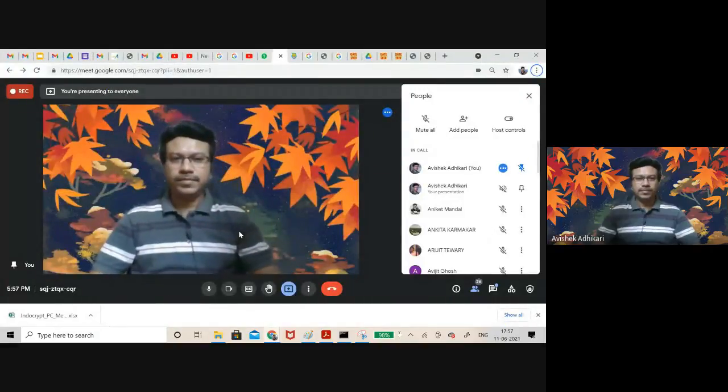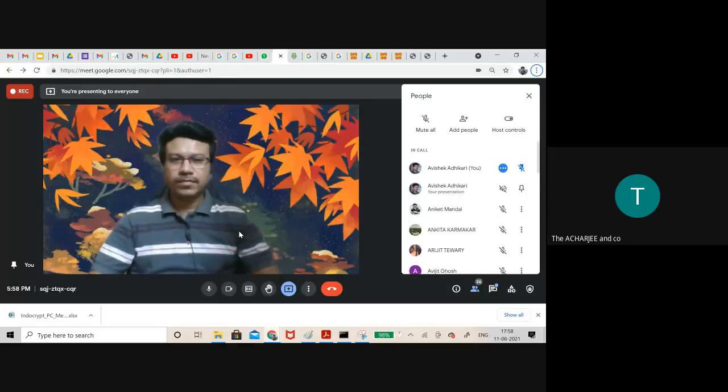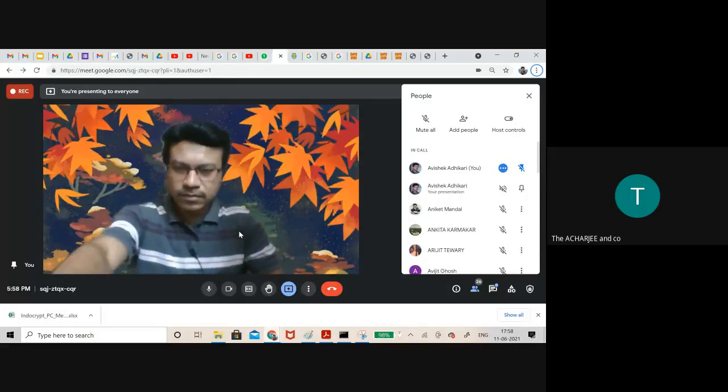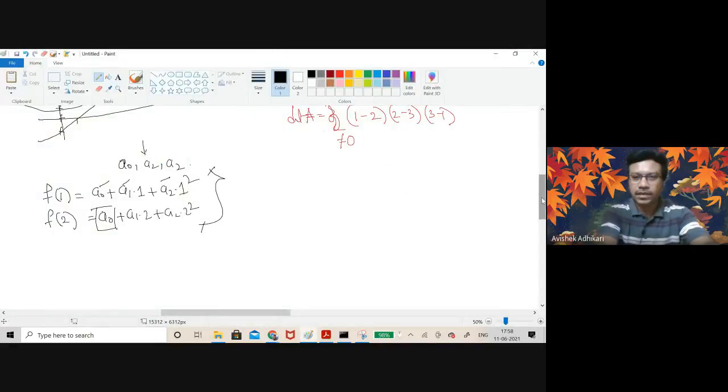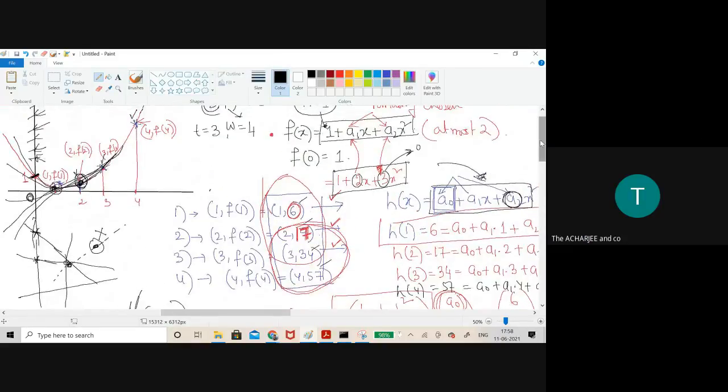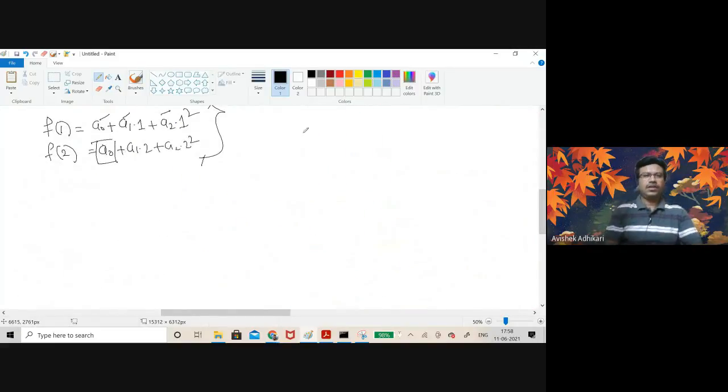Sir, question: replace 3 by 100 and 4 by 101, suppose. Then T is equal to 100, W is equal to 101. Okay, so you want to construct a 100-101 secret sharing scheme, right? Yes, sir. Okay, in that case also the dealer will choose in that way.